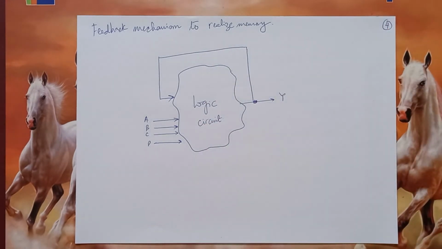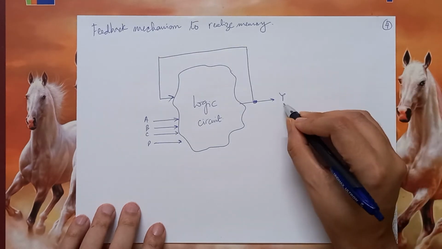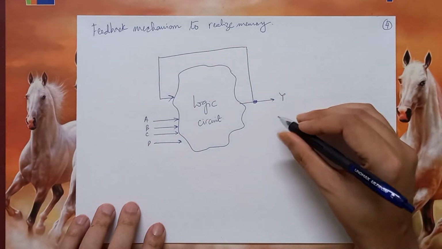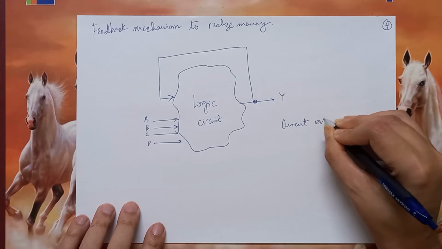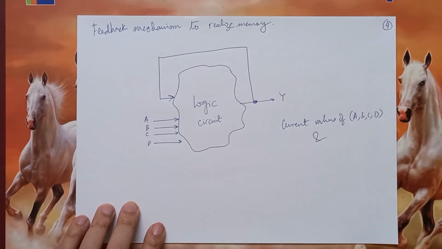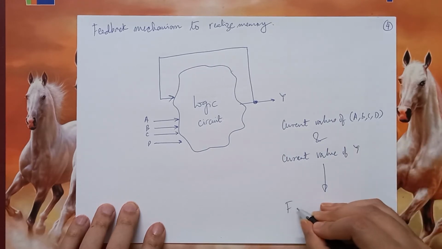This is what I mean by a feedback mechanism. So therefore, this might look very strange to you. Making a connection like this might look very strange to you. So what we do is that to determine what will be the future value of Y, we consider the inputs, which are like our normal logic inputs, and the present value of Y. So current values of A, B, C and D, and the current value of Y, these determine the future value of Y.